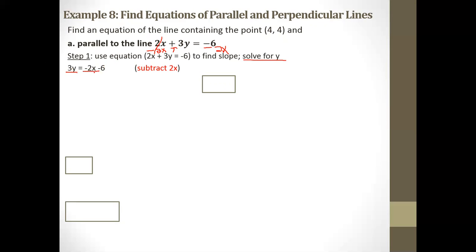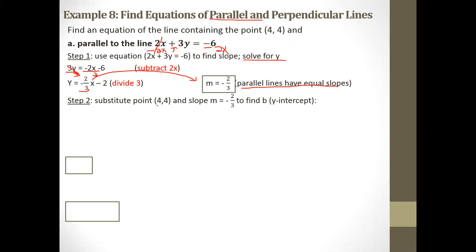Then we're going to divide both sides of the equation by 3. So we'll get y equals negative 2/3 x, and then negative 6 divided by 3 gives us negative 2. So our slope is negative 2/3. Now, what we know is that parallel lines have equal slopes. Therefore, if the slope of this line is negative 2/3, then the slope of the line that's parallel to it is also going to be negative 2/3. We have our slope. We've used that equation to find our slope. Now we'll move on to step 2.